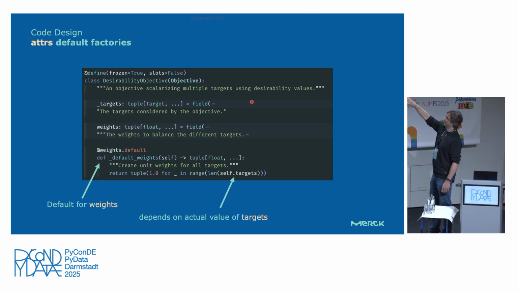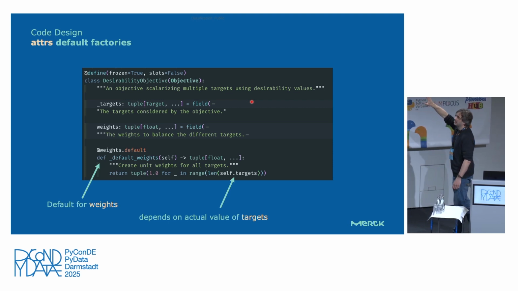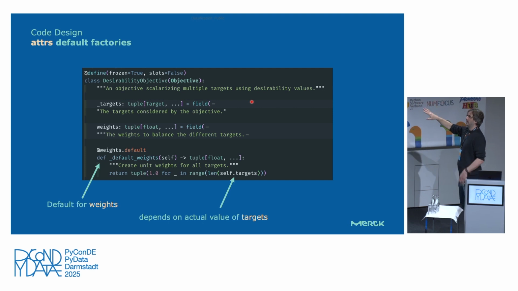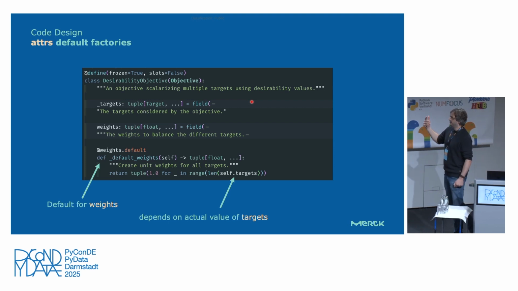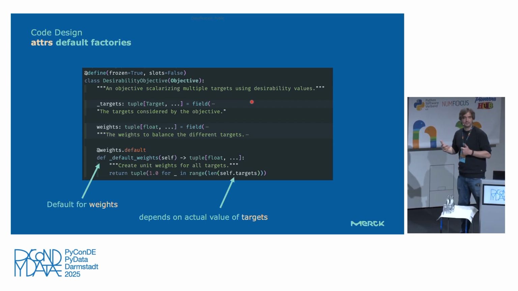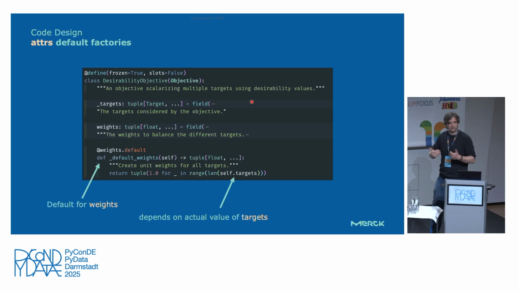Yeah? So I'll give you the necessary context. We have a particular objective type. It comes with different weights and targets, and the weights tell you how to weigh the different targets for your optimization. What is a good default for the weights? Well, if the user doesn't provide any weights, it should use uniform weights.